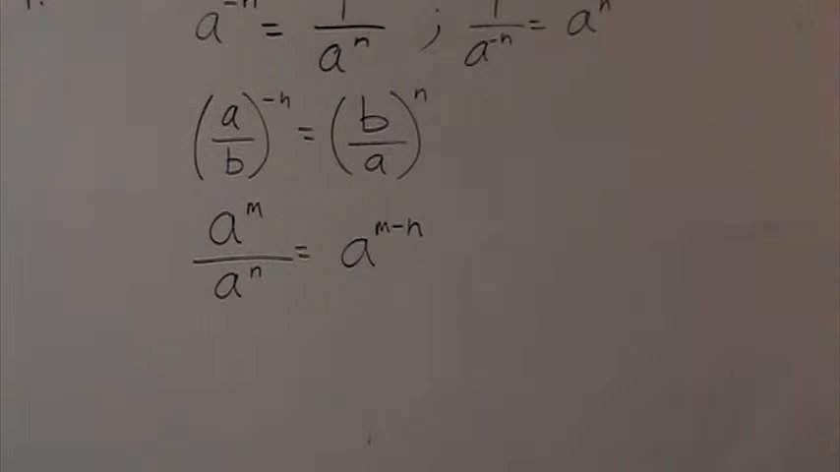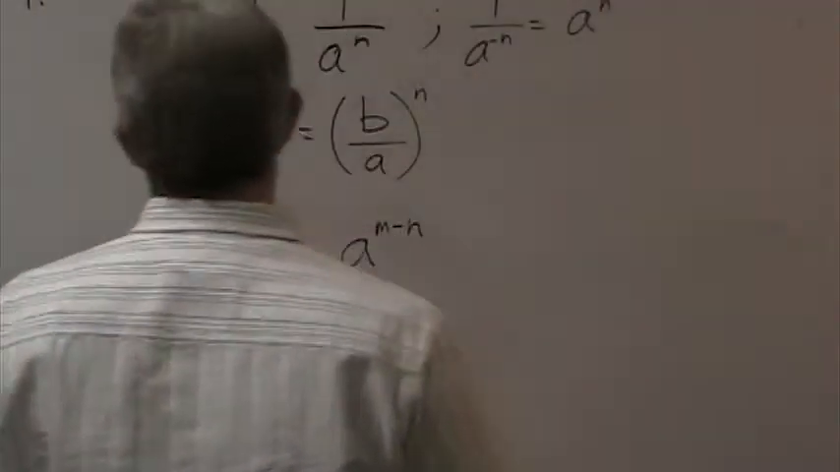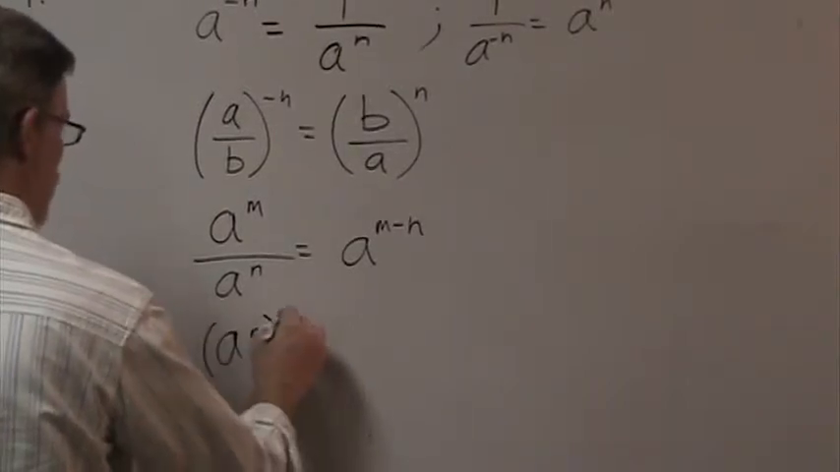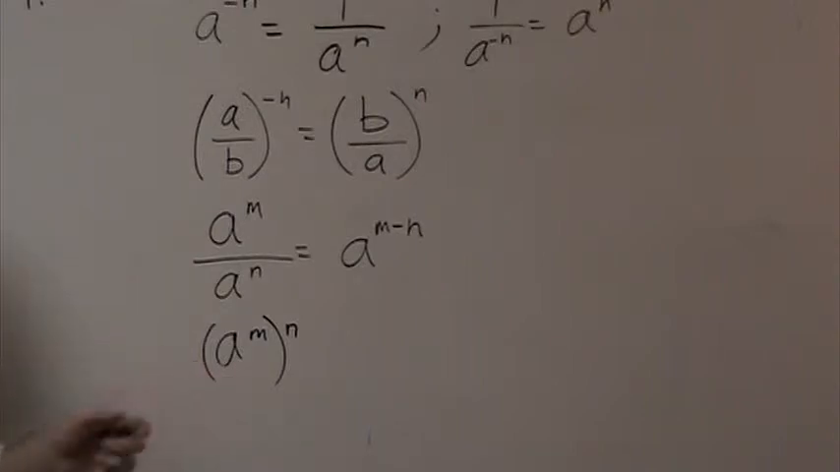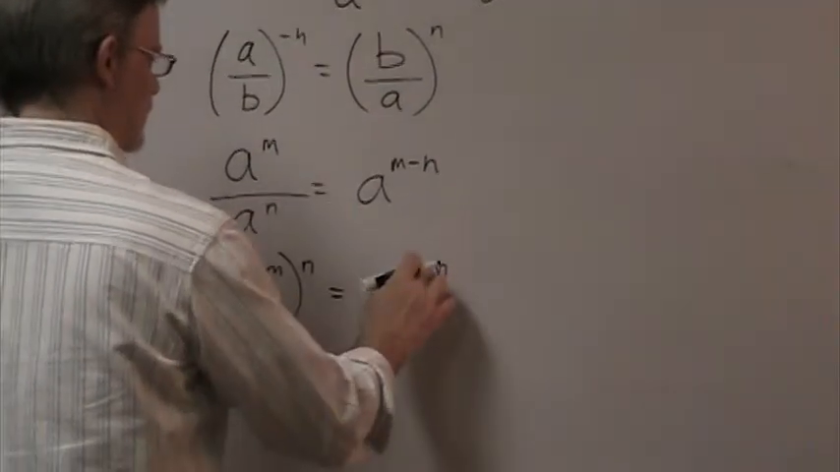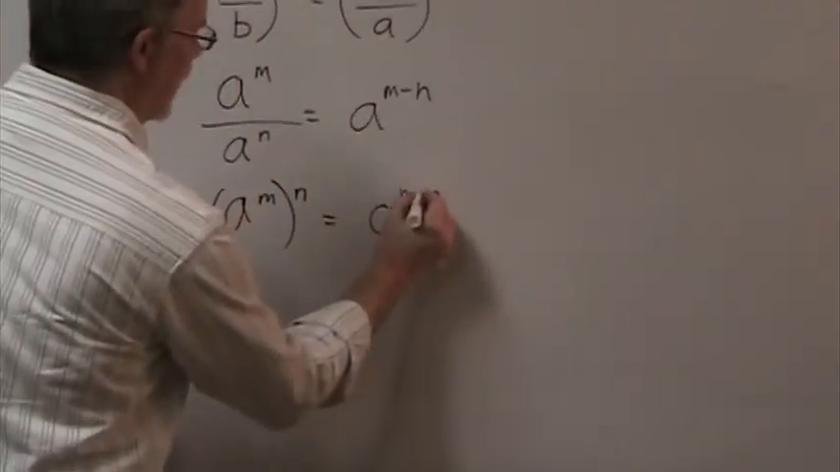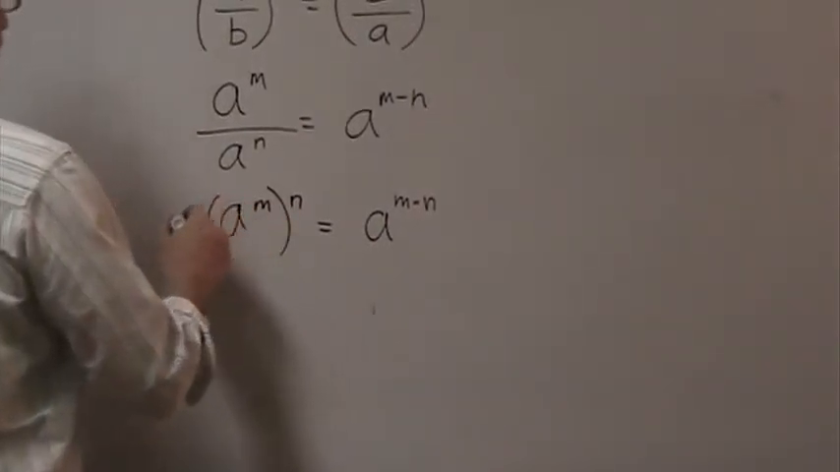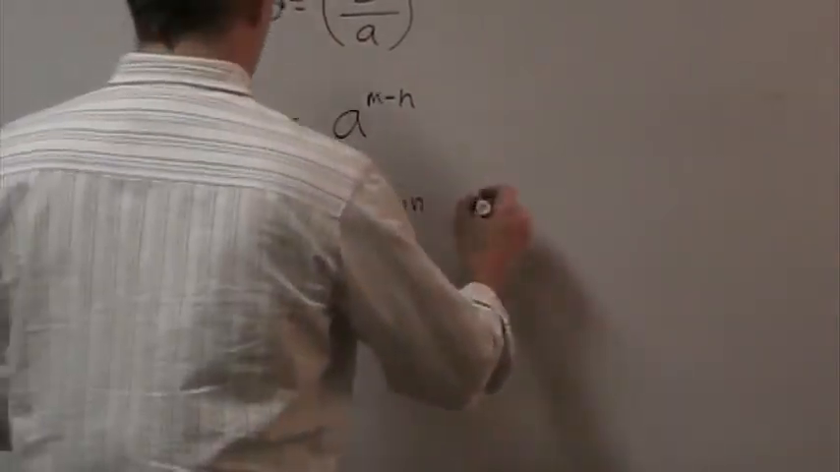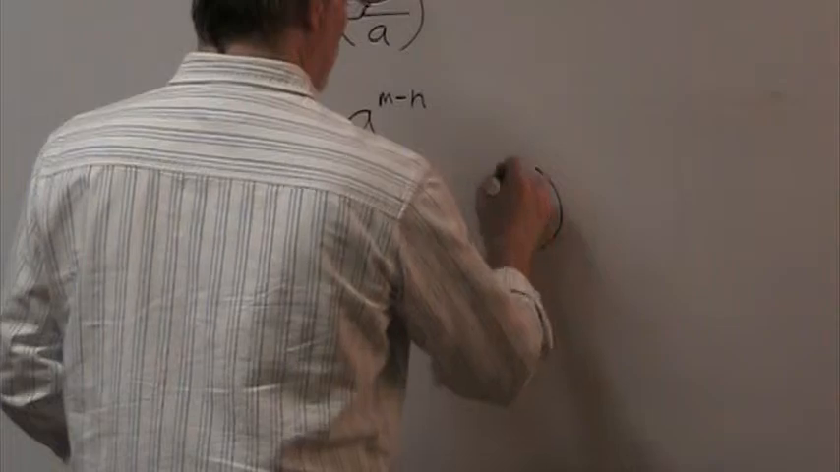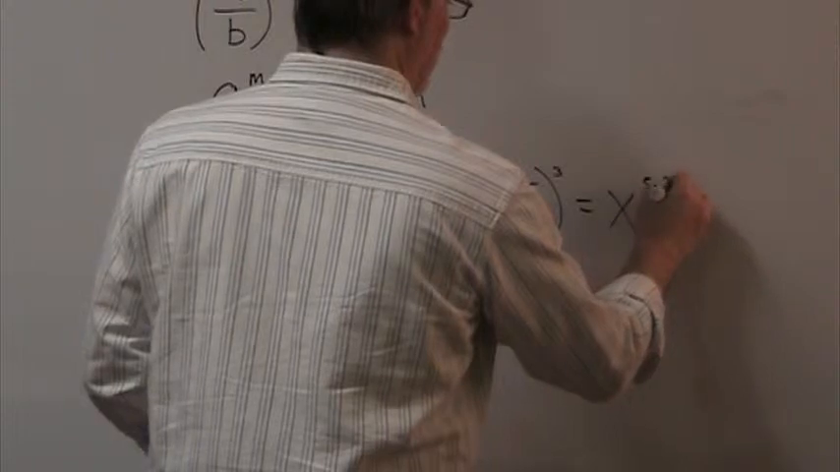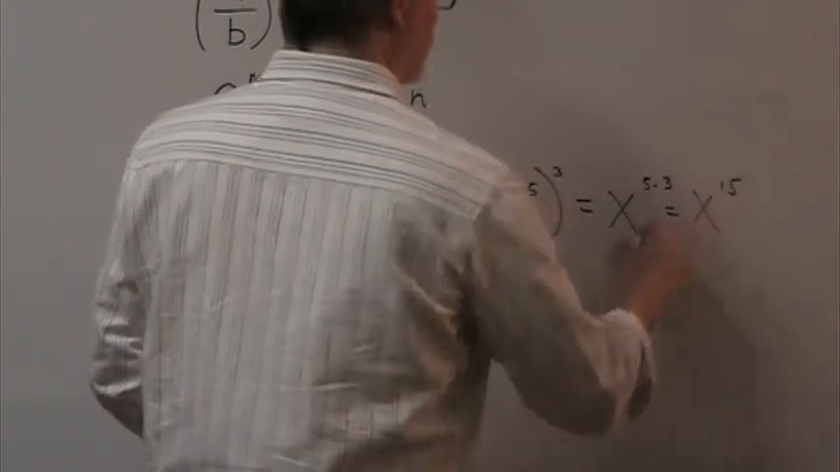Just a few more here. The power rule for exponents. The power rule is a to the m, to the nth power, which equals a to the m times n. Times. That's different from the first one, the product rule. A very simple example would be x to the 5th to the 3rd power is x to the 5 times 3, which is x to the 15th power.